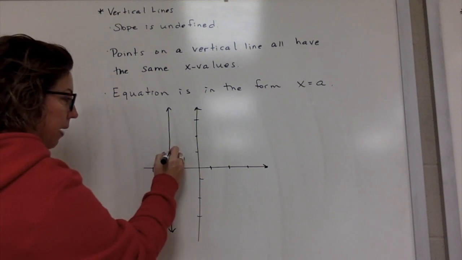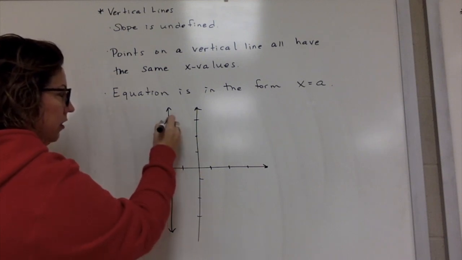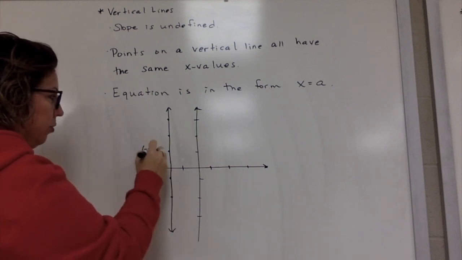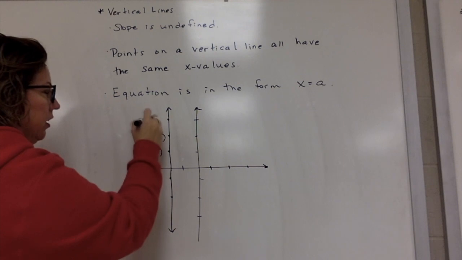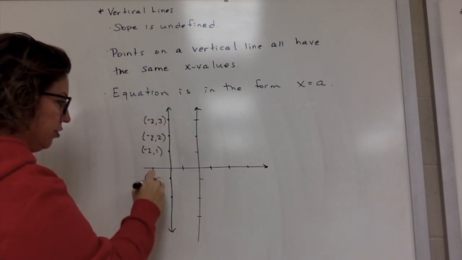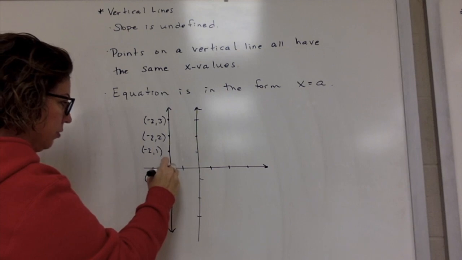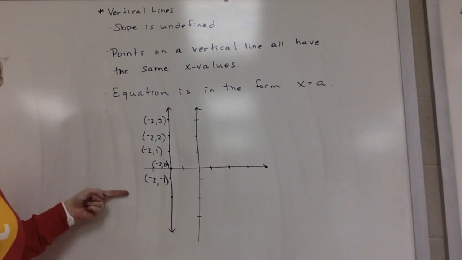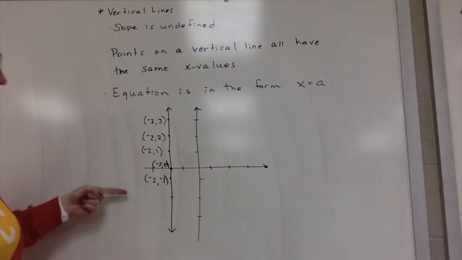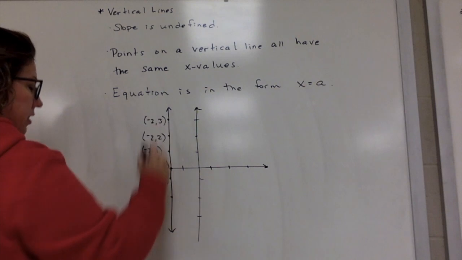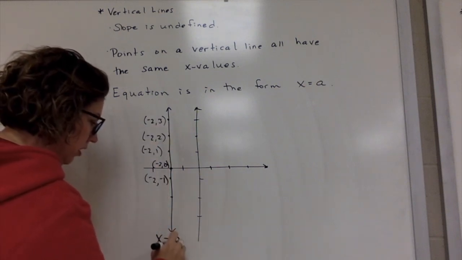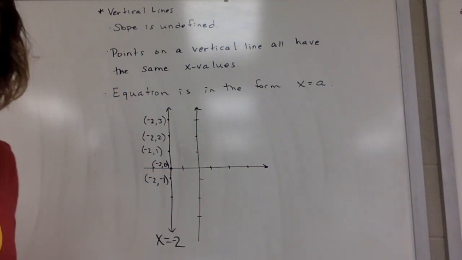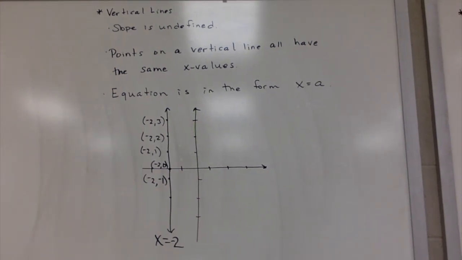If I think about ordered pairs all along this vertical line, we would have things like -2, 1, -2, 2, -2, 3, -2, -1. This one would be -2, 0. You can see that all of these ordered pairs have the same x value. Their y values are changing, but we would call this line x equals -2. So that's the difference between writing horizontal and vertical lines.